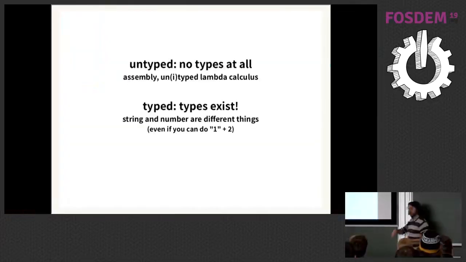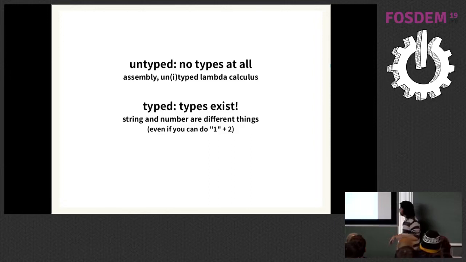So before we dive into types, let's get our terminology on the same page. When people often talk about typed languages and untyped languages, the more accurate terminology is this: when you talk about untyped, you mean no types at all. That would be like assembly, where everything's a byte, right? And those are not usually the kinds of languages that we care about.